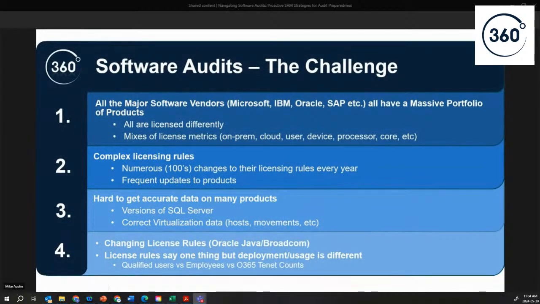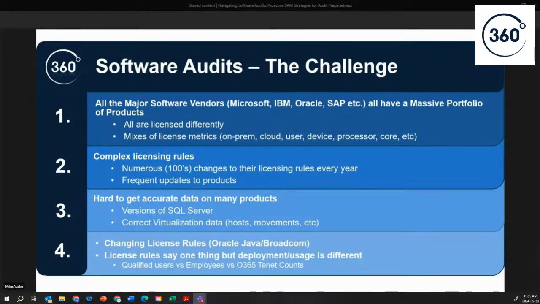Now I'm going to set the stage in terms of the challenges when it comes to defending audits, because most organizations want to be compliant. They are doing things to try and be compliant, and then they get audited and they get these surprises.